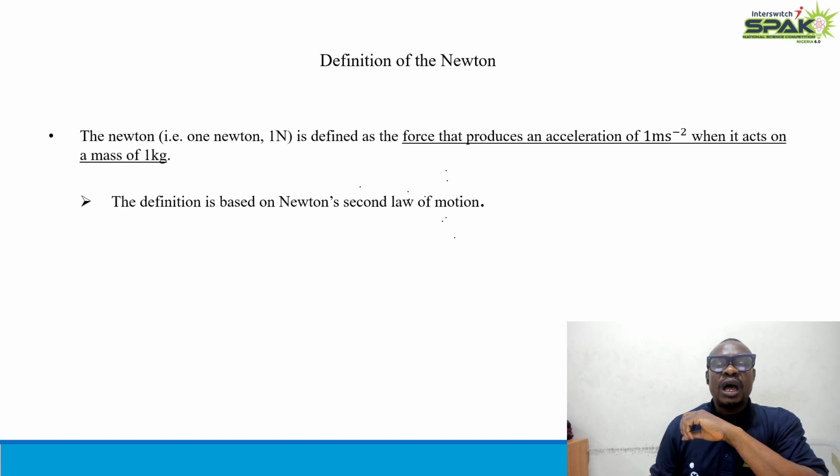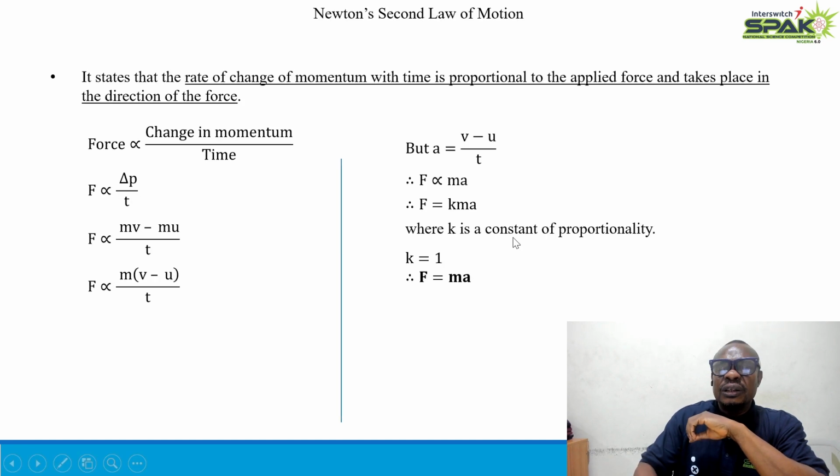From this Newton's second law of motion, we are going to find out how a very important formula in physics is derived. A very useful formula that is very, very common, and that is F equals ma, force equals mass times acceleration. Okay, so Newton's second law of motion.